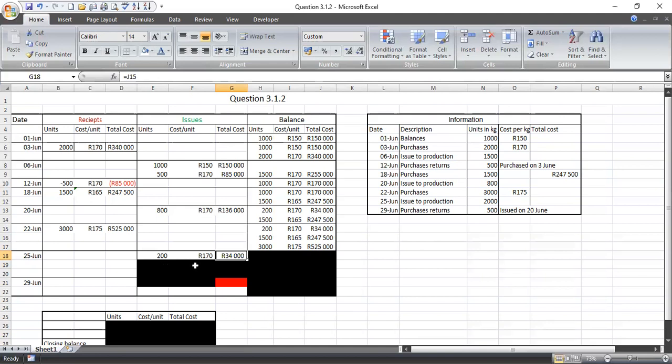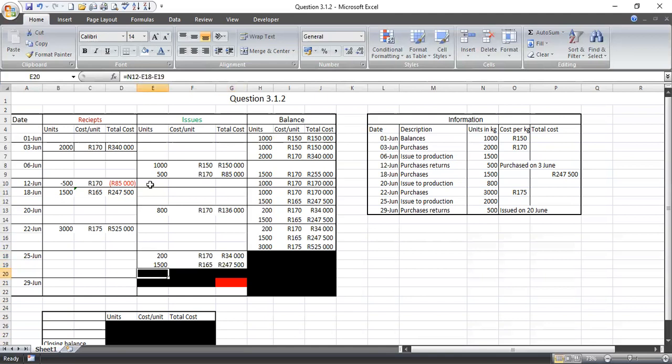So from the 1,800, we can first issue the 1,500 because it was the first that was purchased, 1,500 at a cost of 165 per unit and at a total cost of 247,500 rands. So now that we have issued a total of 1,700 units, we still have to issue 300 more units in order to issue a total of 2,000 units.